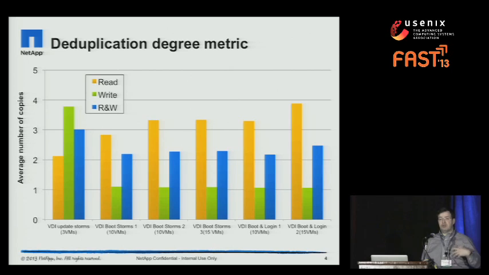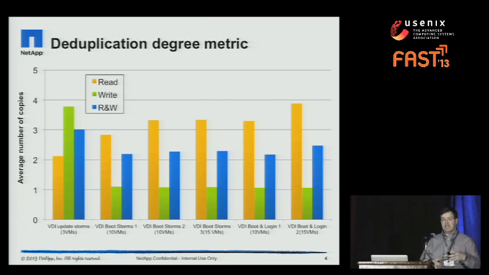For example, we have something called an update storm. Imagine, on the leftmost set of bars, an update storm where we push out a new service pack, so we have to write out lots of data. If you do it across three virtual machines on a single hypervisor, there is some sort of commonality. The way we express it on the y-axis is the average number of copies of the same block. You would expect, when writing the same block of a new service pack or patch around the same time, that you don't get all the way to where you want to be, but you're pretty close.